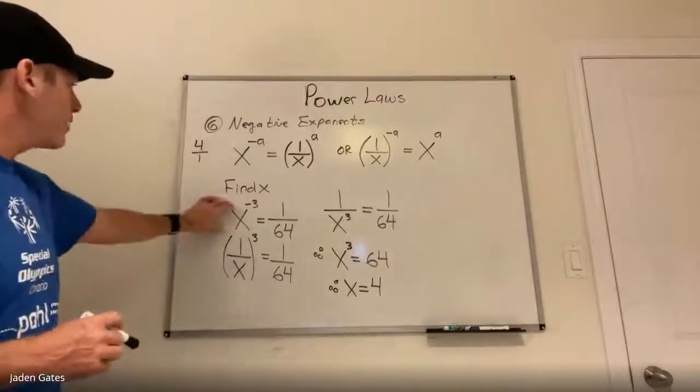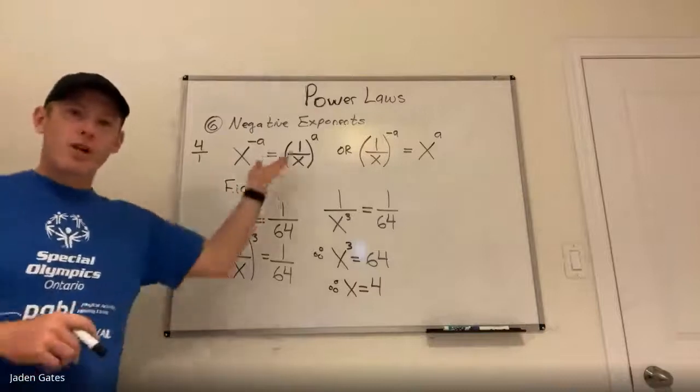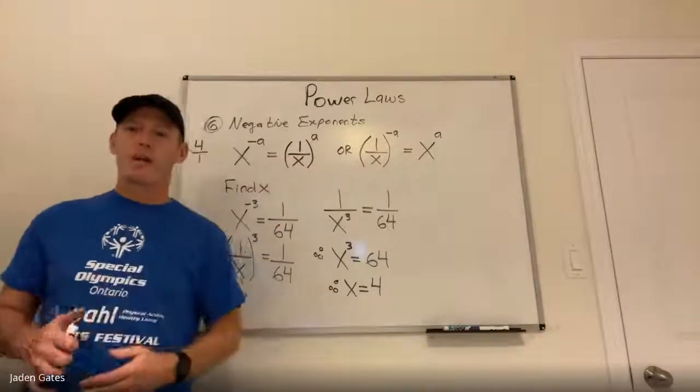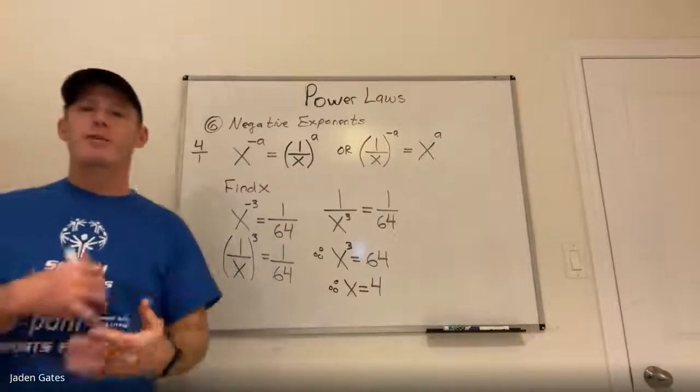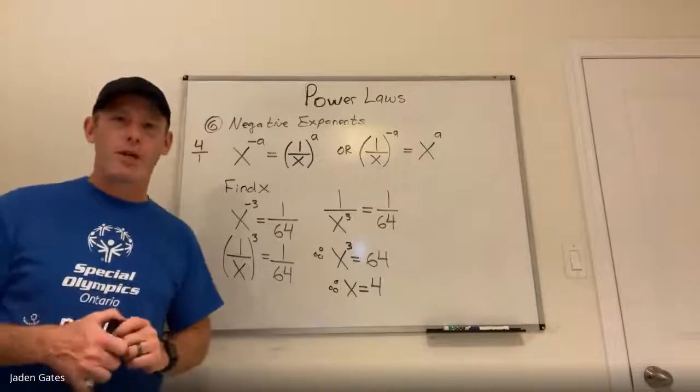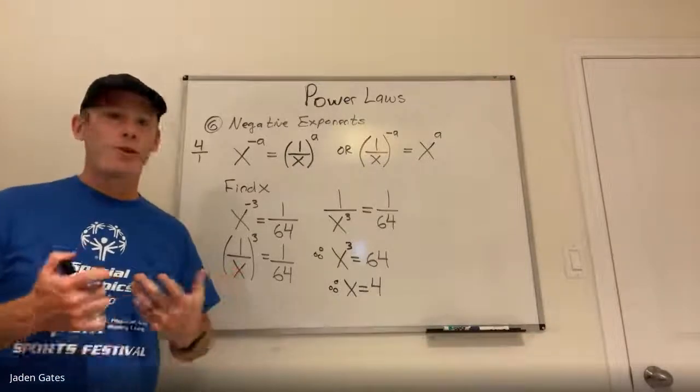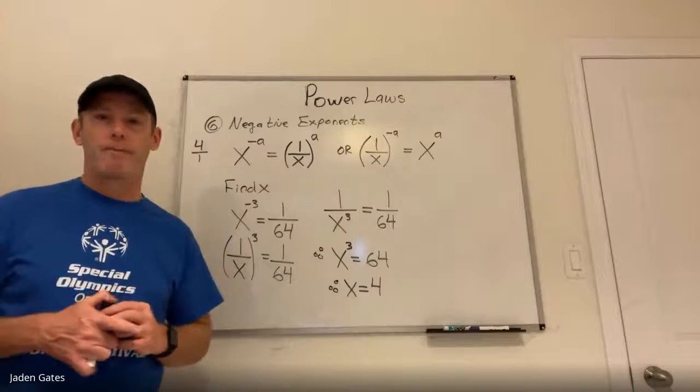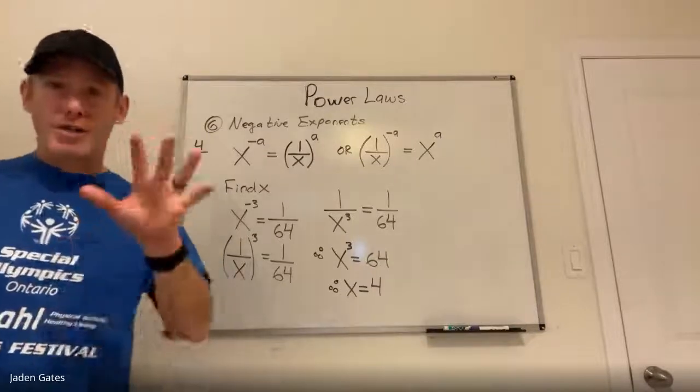Again, the key with a negative exponent is using our rules here to switch our negative exponent to a positive exponent, because then we have all these different rules that we can apply and use. Without doing that, you're stuck. All right. So again, there's our 6 power rules.